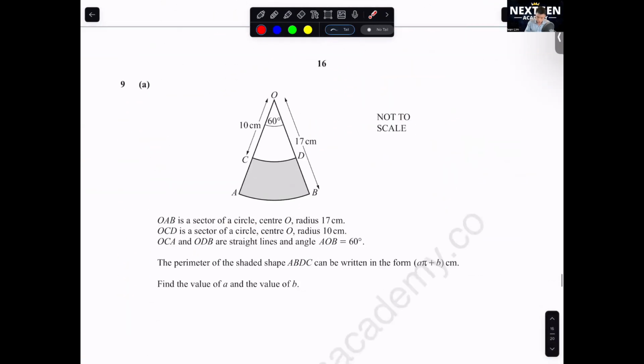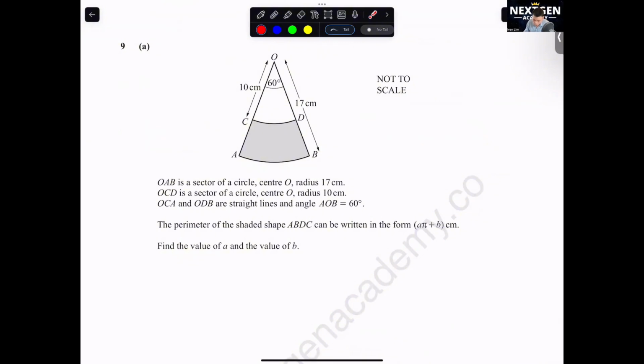Okay, let's go to question 9. OAB is a sector of a circle, radius 17. OCD is a sector, radius 10. Angle OCA, ODB is equal to 60 degrees. The perimeter of the shaded shape ABDC can be written in the form A pi plus B. Find the values of A and B. So that means we want to find this part here. There are two arcs that we need to find. Then these two parts are just 17 minus 10.